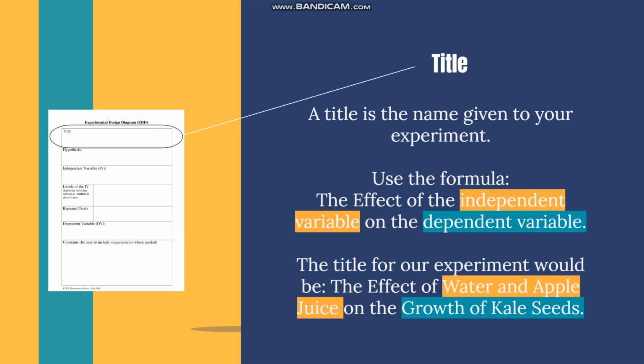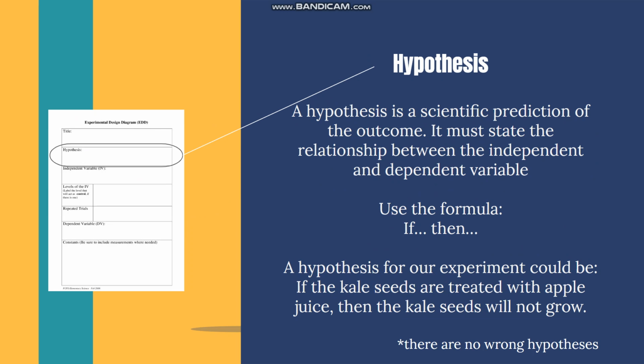Next would be the title, which is the name given to your experiment. You should use the formula the effect of the IV on the DV. The title for our example experiment would be the effect of water and apple juice on the growth of kale seeds. A hypothesis is a scientific prediction of the outcome.